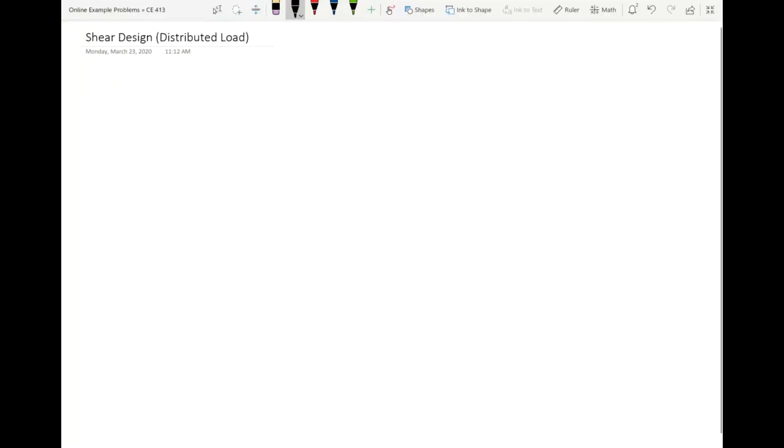Okay, everybody should be able to see the whiteboard with the pen and whatnot. So we're going to go ahead and get into this example. I'm going to start off with step 1, which is to construct the shear diagram.